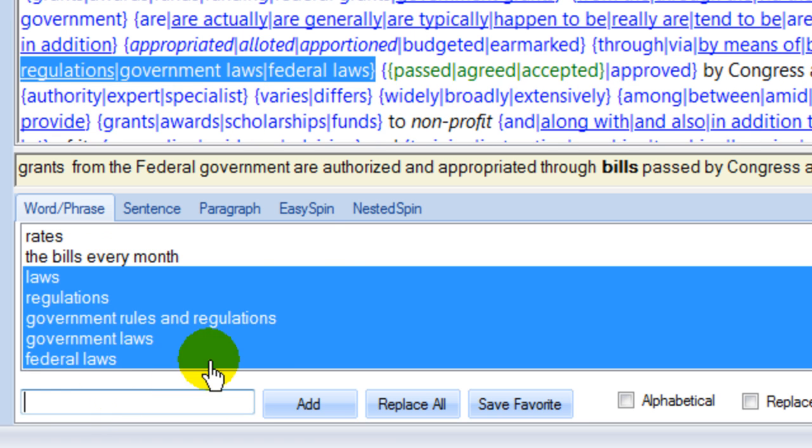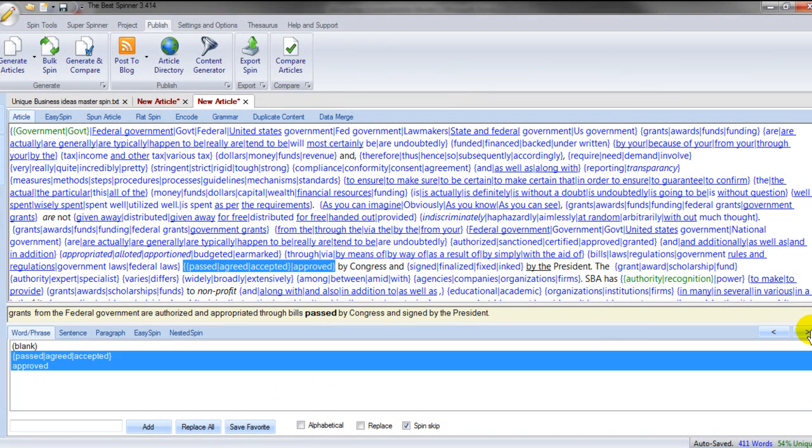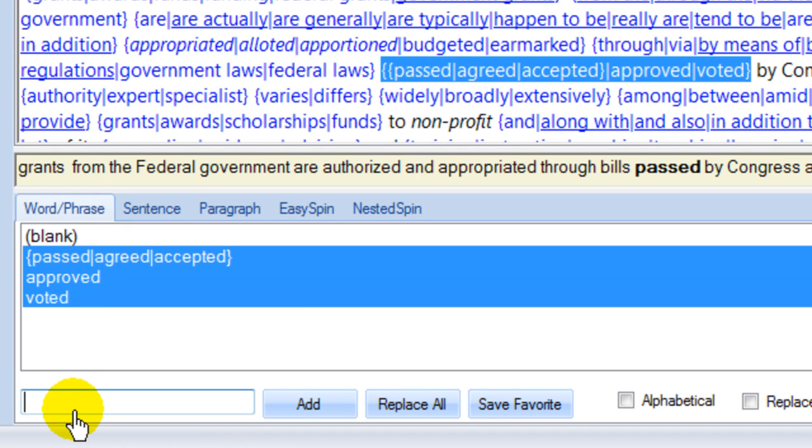So I'm making a lot of these up, but when you say bills, it also means laws and regulations. So it could be government rules and regulations. So you get a sense of some of the antonyms or synonyms that I'm using here. Passed, agreed, through bills passed by Congress, agreed, accepted, approved, or voted, because Congress votes.